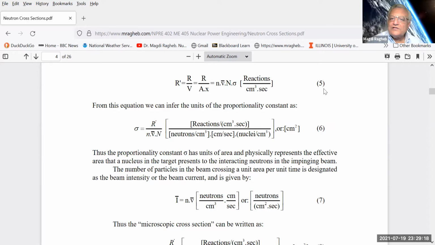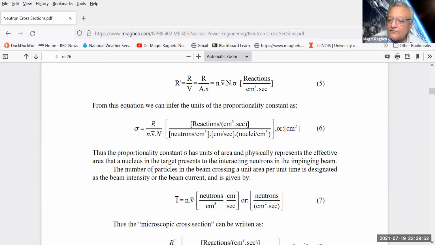Let's go back to the equation here, number 5, which is the equation for the reaction rate density. We had here the density of neutrons in the beam multiplied into the speed of the beam. And this product NV has units of neutrons per centimeter cubed for N and centimeter per second for V. So it has units of neutrons per centimeter squared per second. So it has a meaning here. It's neutrons crossing unit area per unit time. And we like to call it the beam current or the beam intensity.